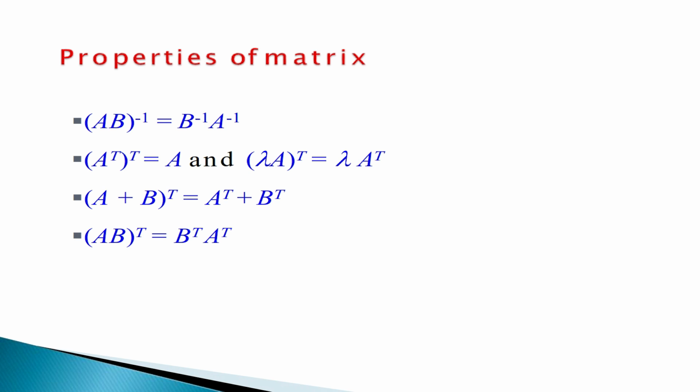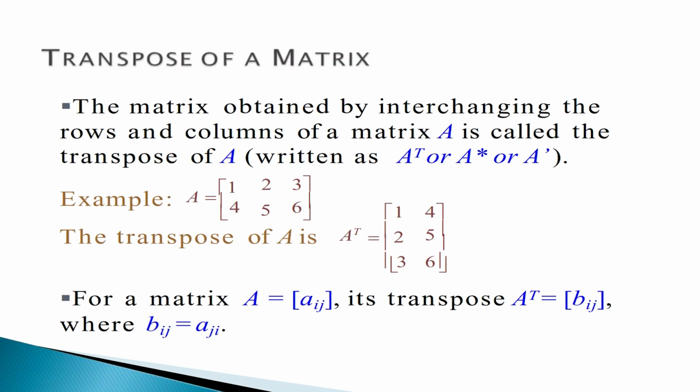Transpose of the transpose of a matrix A is equal to A itself. Similarly, the transpose of lambda times A becomes lambda times A transpose. The transpose of A plus B becomes A transpose plus B transpose. The transpose of AB becomes B transpose A transpose, where we define the transpose of a matrix.